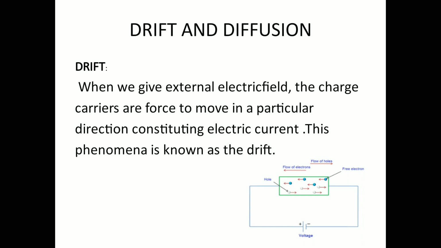What is drift? When we give an external electric field to the semiconductor, the charge carriers are forced to move in a particular direction, constituting electric current. Movement of electrons means current. This phenomenon is known as drift.